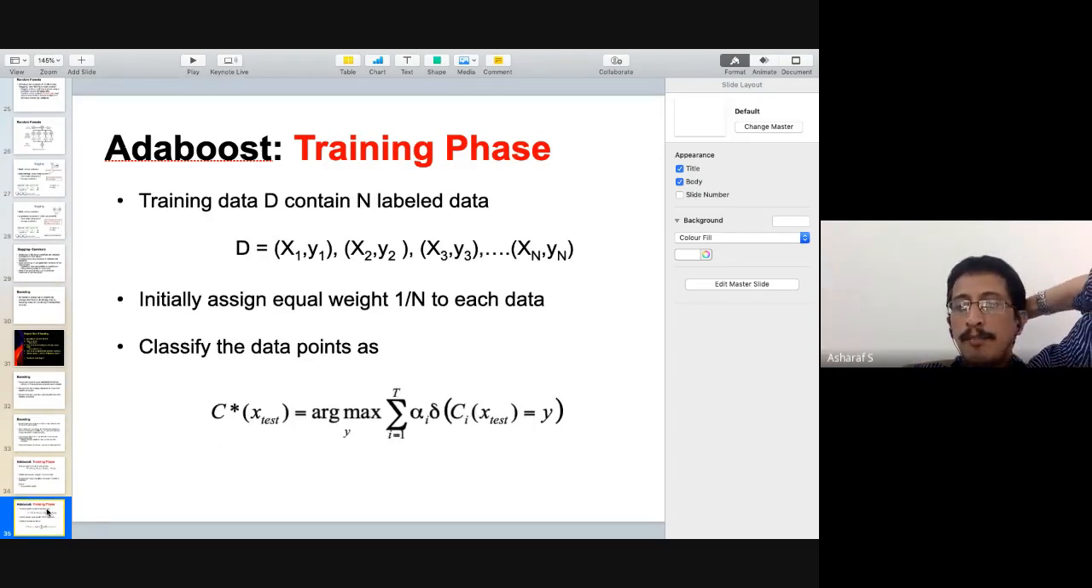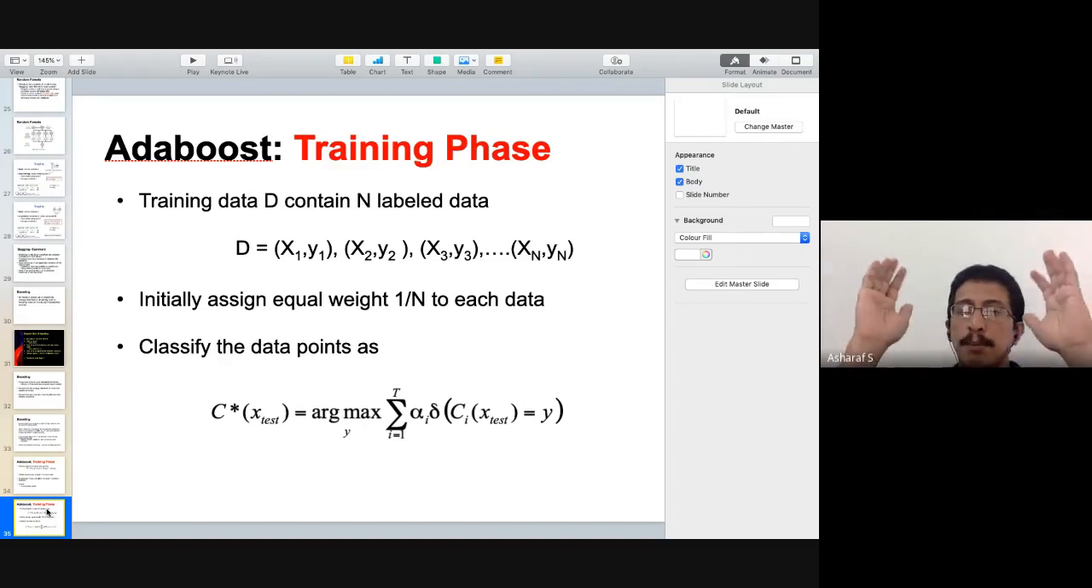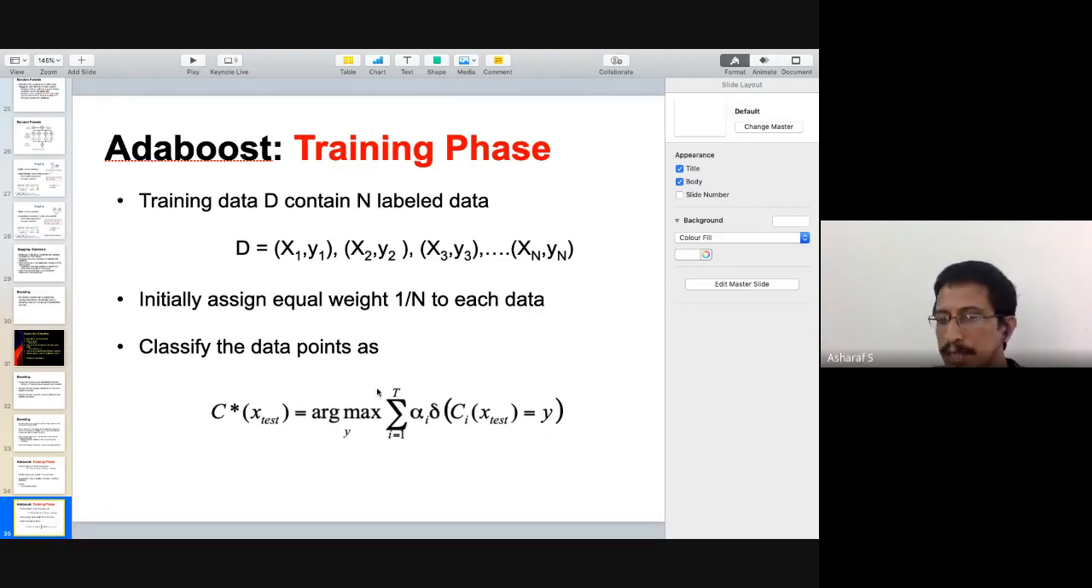I've told you the training data D contains n labeled data points. Initially assign equal weights. Every data point is given equal weight. Initially assign equal weight and classify the data points. Let's look at this equation. Even though the equation looks very complicated, it's very simple.